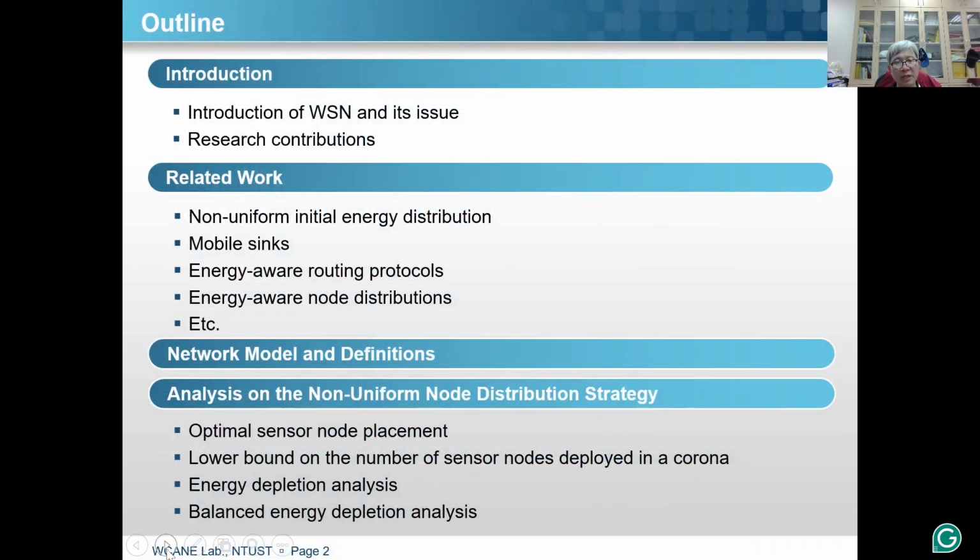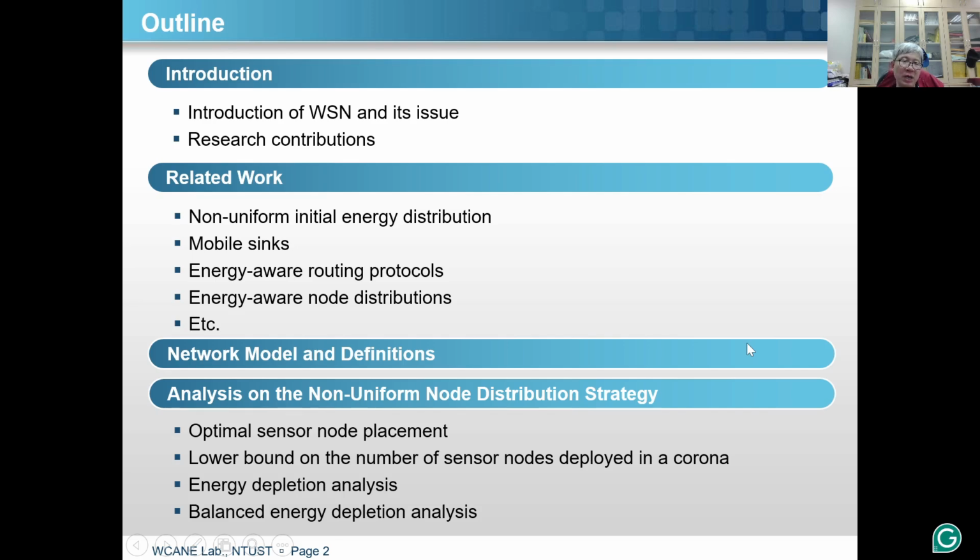The outline will have an introduction. We will then have the introduction to wireless sensor networks and their issues. We will talk about the research contribution of the article, and related work. Then the network model and the definitions. Later, we will have the suitable network model, and of course, we need the definitions to make the assumptions simple.